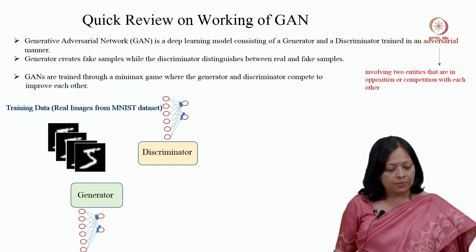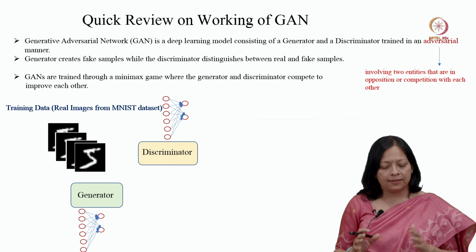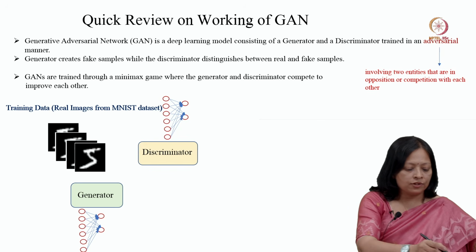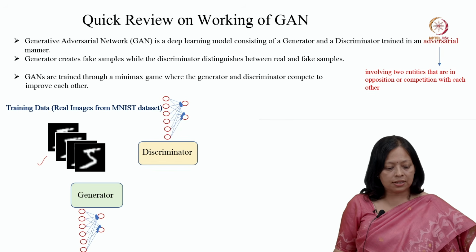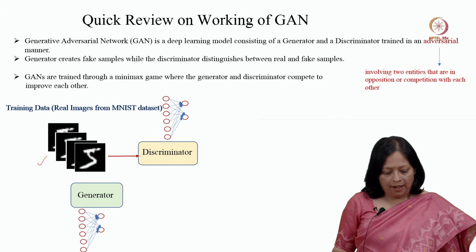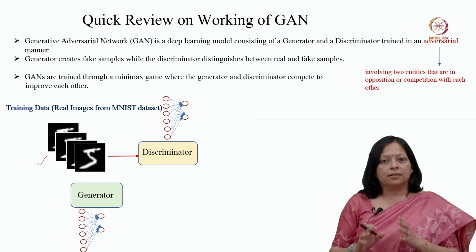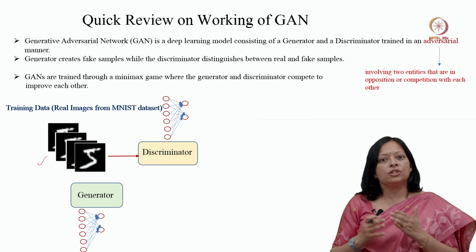So, here we have the digit 5, which is taken from the MNIST dataset, which has all the handwritten digits from 0 to 9. In this case we have taken 5 as the handwritten digit image, and it goes to the discriminator. The discriminator gets trained on how a 5 digit looks like.